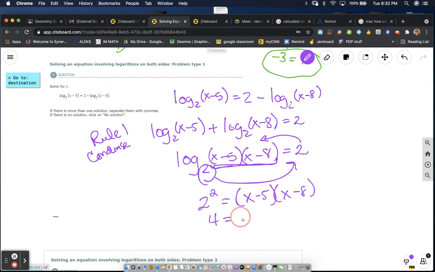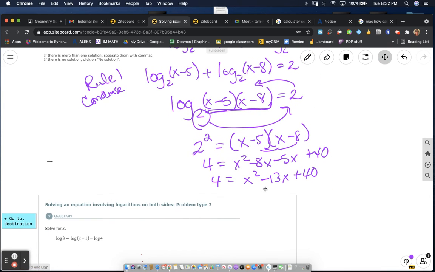So you get 4 equals x squared minus 8x minus 5x plus 40. Foiling that out, x squared minus 13x plus 40 equals 4. I'm doing this pretty quick because it's just basic math. You've got a quadratic. What do you do to solve a quadratic? Set it equal to 0. So we get x squared minus 13x plus 36, because we're subtracting 4, equals 0.